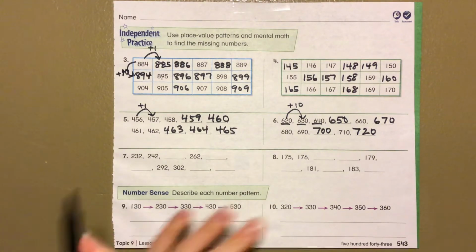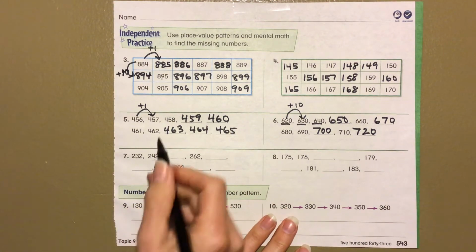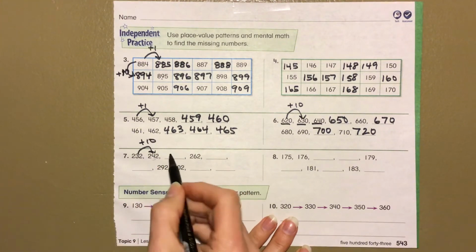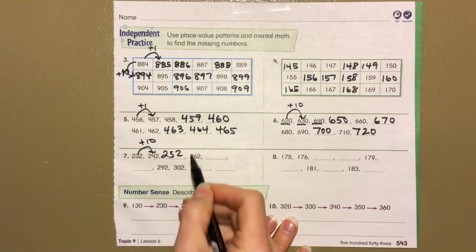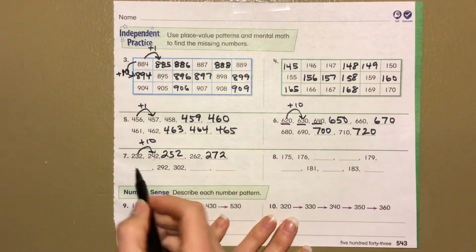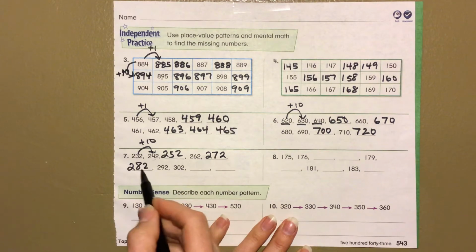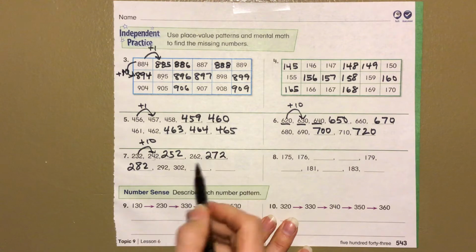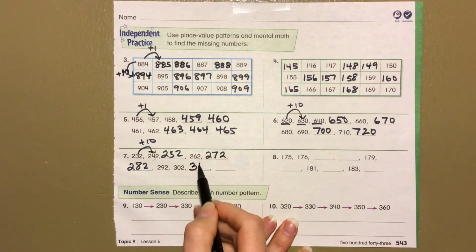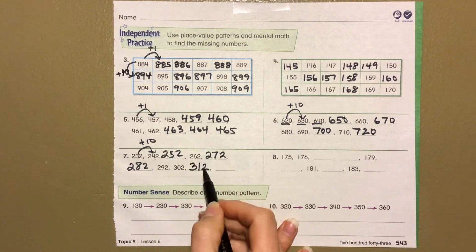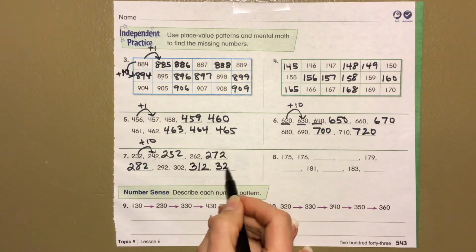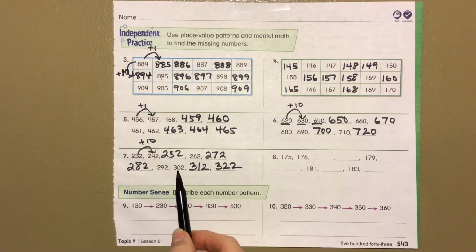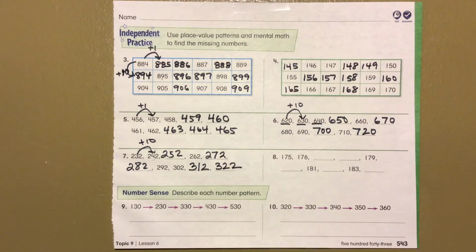All right, let's keep going. Let's take a look at these. 232, 242. Yep, we're going up by +10. So let's count our 10s. 232, 242, 252, 262, 272, 282, 292. Look at this. 292 plus 10 becomes 302. 302 plus 10 is going to be 312. 312 plus 10 is going to be 322. So we take a look at that number in the tens place. 0, 1, 2. That's how we're going up.